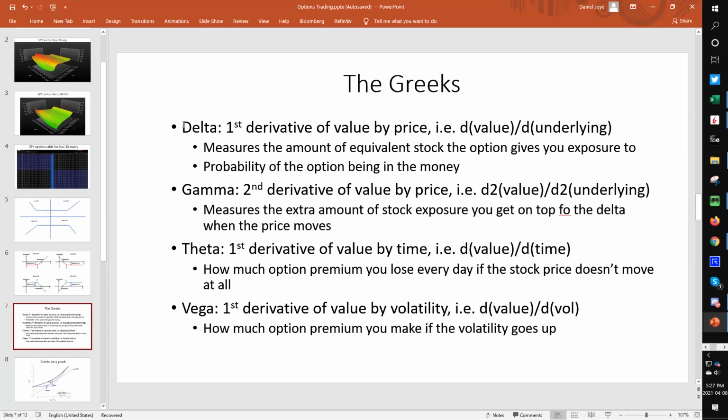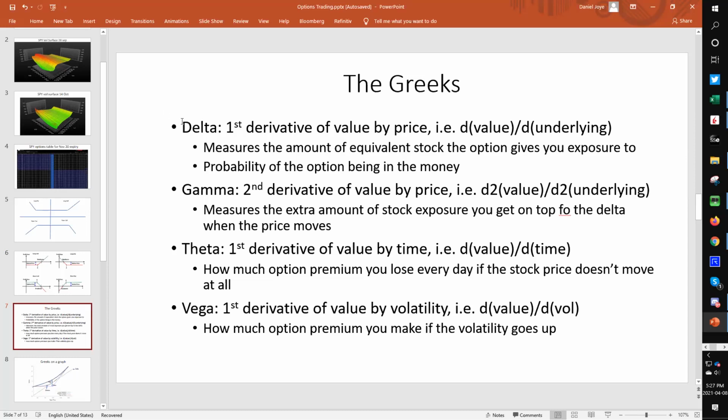So in option world, that means what is the change of the value of the option premium, so the value of that option, versus a change in the S&P 500. So the underlying stock price, which in this case we're talking about is the S&P 500. So that's what the derivative is: how much does the value of your option change for a dollar movement in the S&P 500. Because we're looking at SPY.